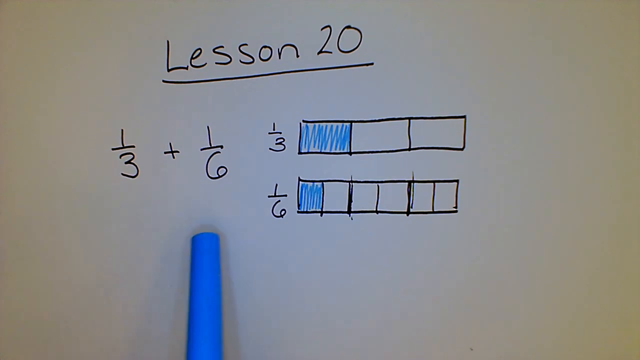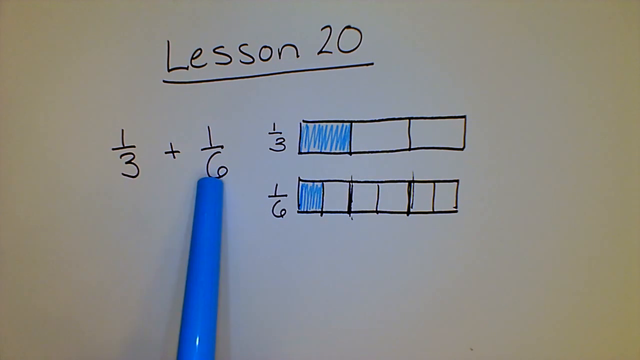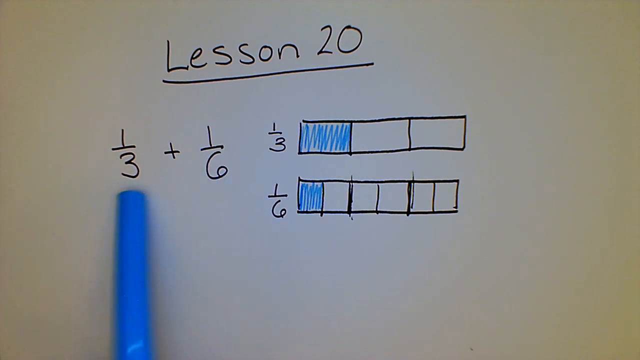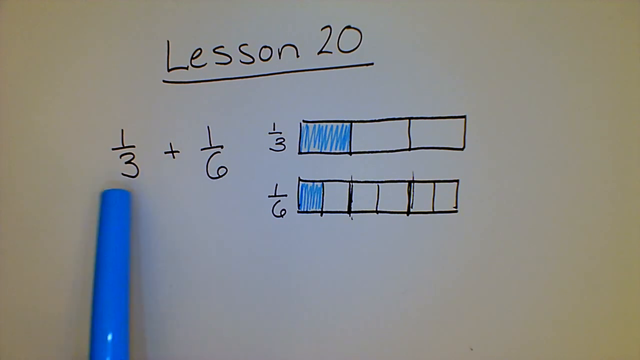Now, luckily, in today's lesson, all of the pairs of fractions that we are adding are going to be related. What that means is that one of them will be a multiple of the other, and I'm just talking about the denominators.